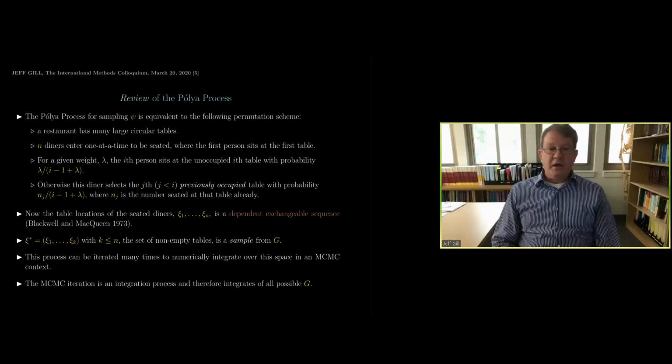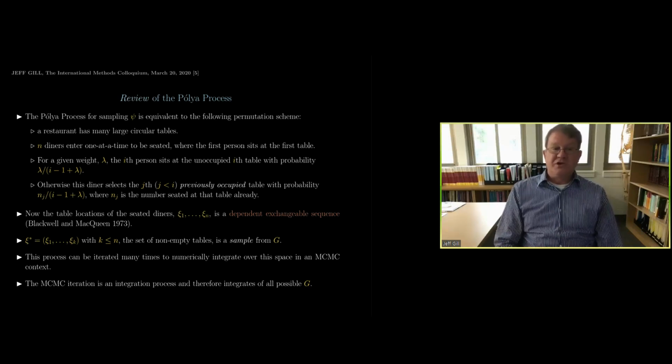So the diners walk in one at a time to be seated, and this is that successive notion from Blackwell and MacQueen. Just to get things started, the first diner has to sit at the first table. So we have this lambda weight, this concentration parameter, which is key, and it helps us assign the next set of diners, okay? So the ith person comes in, they sit at the unoccupied ith table by themselves with probability lambda over i minus 1 plus lambda. Otherwise, they select an occupied table according to the other part of that mixture we saw, with probability n sub j, and that's where the sum comes from. That is the number of people at that table over i minus 1 plus lambda.